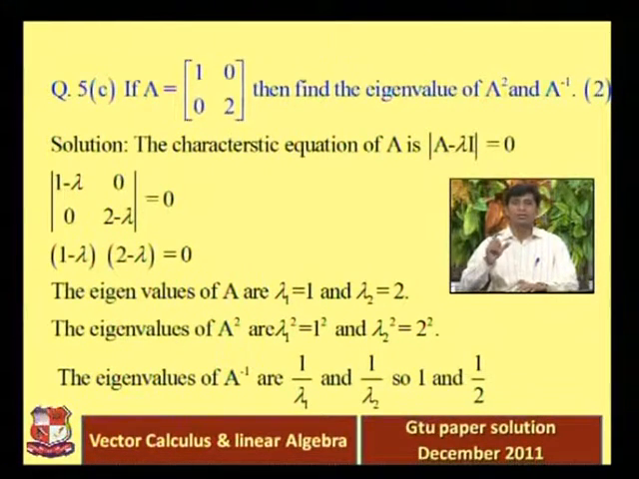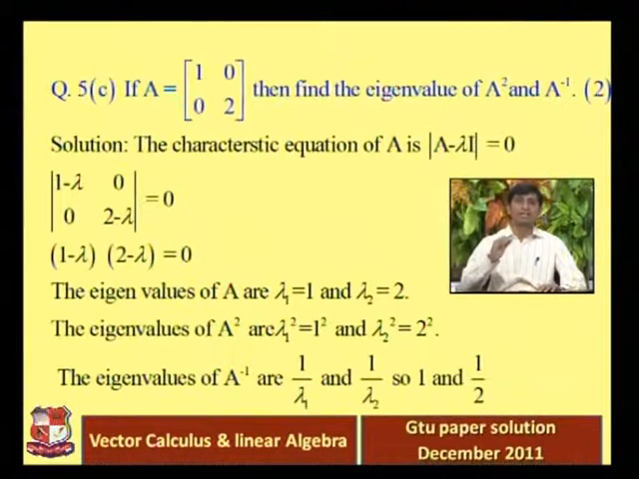Because we use this theorem: if we have a triangular matrix, whose eigenvalues are lambda 1 and lambda 2, then the eigenvalues of A raised to k are lambda 1 raised to k and lambda 2 raised to k. So exactly we use that theorem. We want to find the eigenvalues of A square. So the eigenvalues of A square are lambda 1 square and lambda 2 square, and lambda 1 and lambda 2 are 1 and 2. So 1 square and 2 square, so 1 and 4.